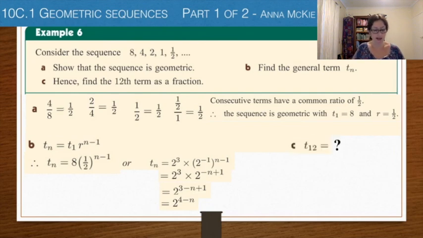And the last part is hence find the 12th term as a fraction. So that means our n is going to be 12, and we substitute that in to either version of our formula. Where we see an n, we're going to put a 12. Let's see how we write that out. We have 12, subtract 1 gives us the 11. Calculating that, we have 1 divided by 256.